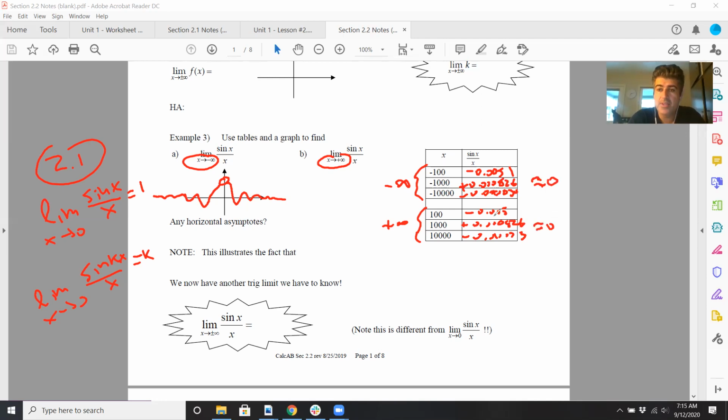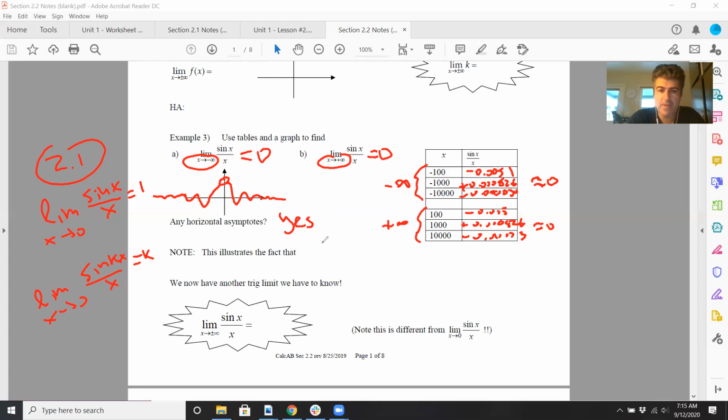Now, yes, there is an oscillation. Sometimes y is positive, sometimes y is negative. However, the whole point, does y approach something? And it does. The answer is yes. And what is y approaching in each of these cases here? Each time it's approaching 0. So we investigate this numerically and graphically.